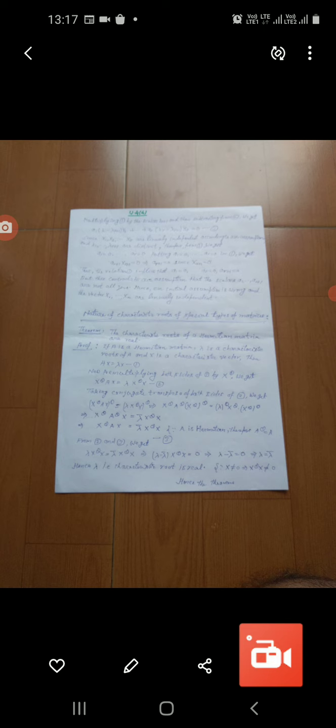Hence, with the help of the previous theorem, you can prove that the characteristic roots of a real symmetric matrix are all real. So, first of all, you prove the previous theorem and add these lines, and in this way you will complete the proof of the theorem.